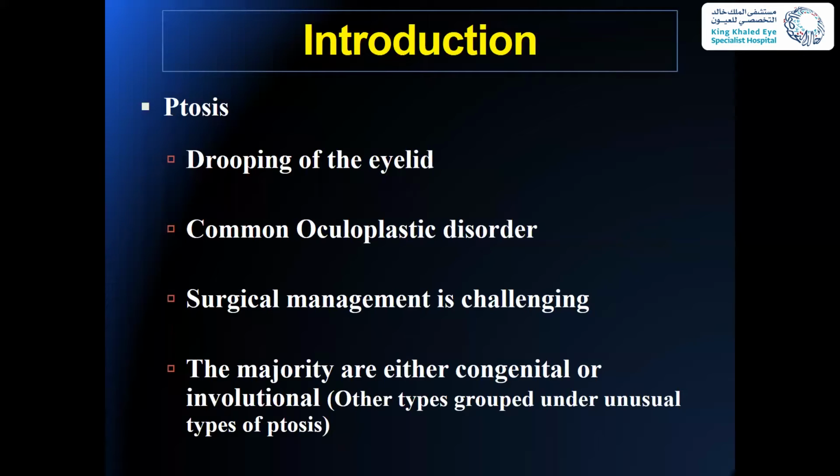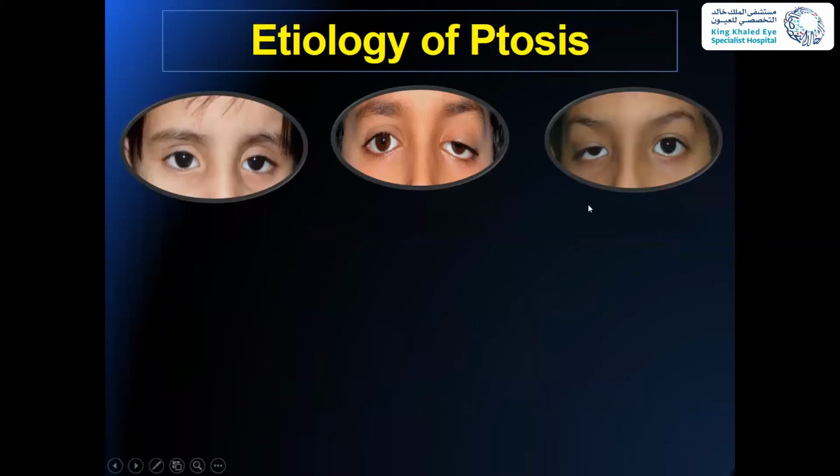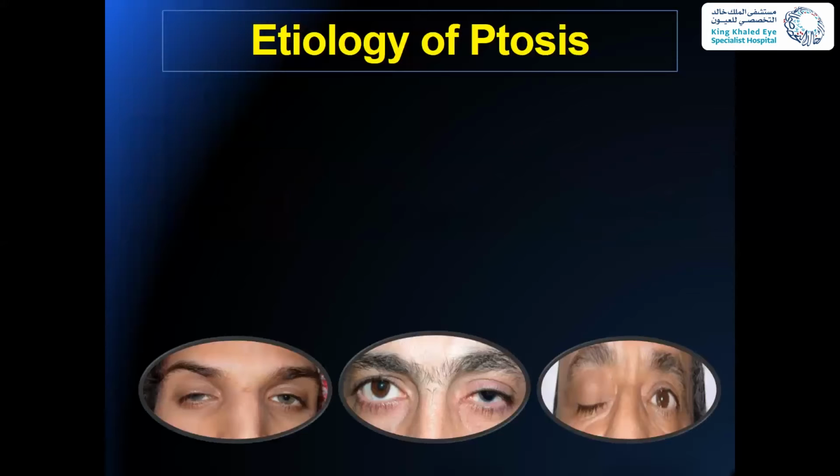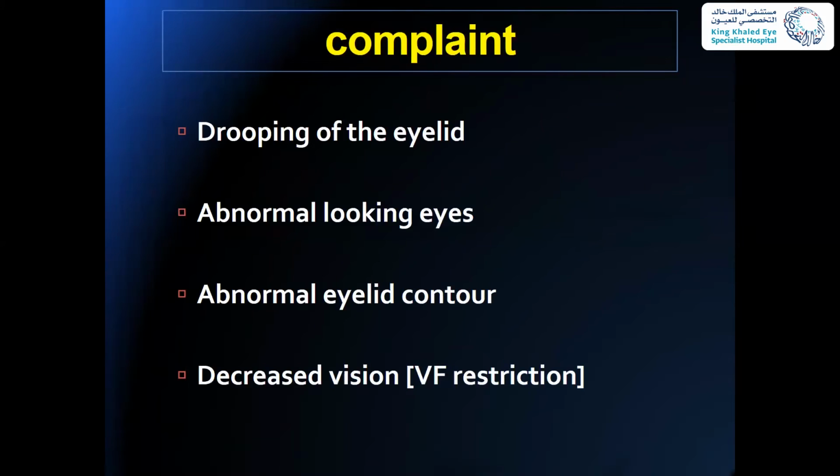The majority of the cases are either congenital or involutional, and other types can be grouped under the unusual types of ptosis. Ptosis can be simple, only affecting the levator without any other extraocular muscle affection or any other syndromes. Can be Marcus Gunn jaw-winking syndrome, blepharophimosis syndrome, or maybe acquired due to medical issue or post-surgical.